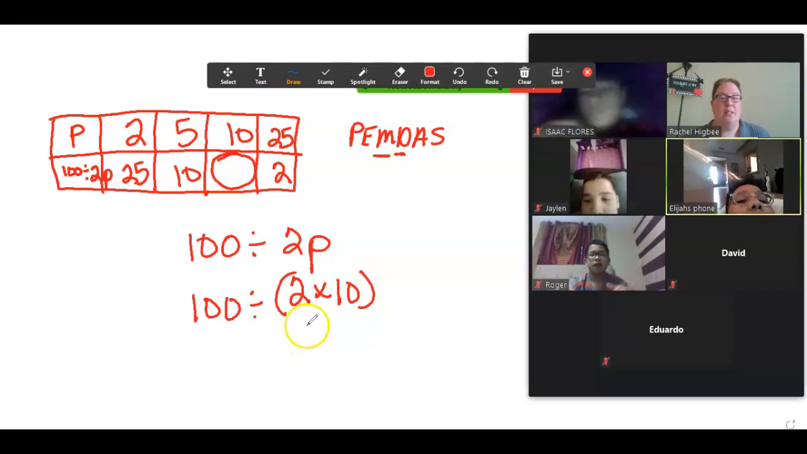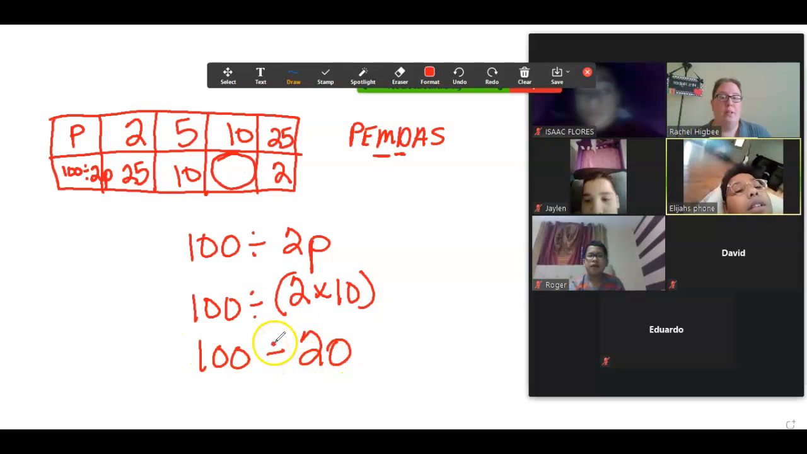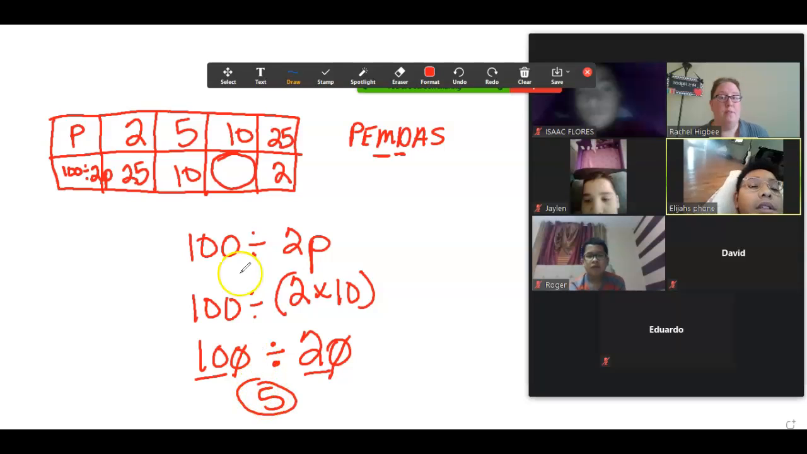Good job, Roger. 2 times 10 is 20, right? And if I have 100 divided by 20, remember I can match zeros and get rid of them, right? There's one on each side, so I can match them up. Because now I have 10 divided by 2 is 5. So this answer here is 5.